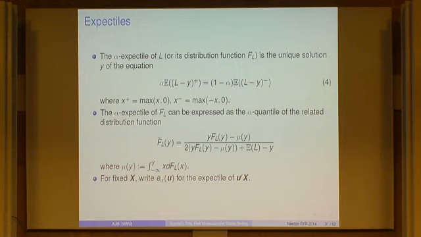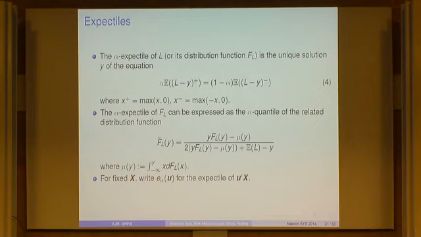It's defined implicitly. Y is the alpha expectile of L, or its distribution, if Y satisfies this equation here. These are max functions. Interestingly, the alpha expectile of the distribution F_L turns out to be an alpha quantile of another distribution. You can write the alpha expectile of F_L as the alpha quantile of what I've called F tilde L. This is a perfectly well-defined distribution function given by this form here.